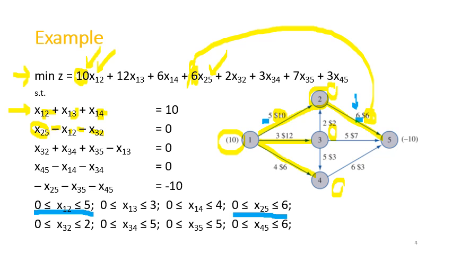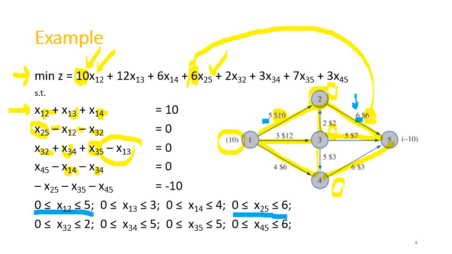For node 3, the outgoing flows are 3 to 2 and then 3 to 5, also outgoing, and then 3 to 4, also outgoing, and then the incoming is x13. For node 4, the outgoing arc is from 4 to 5, and then the incoming arcs are coming from 1 to 4, and then from 3 to 4.